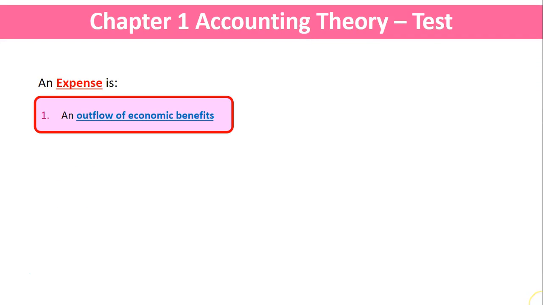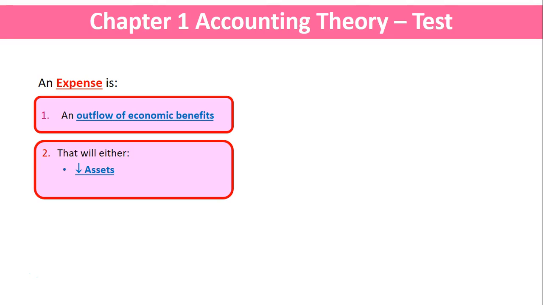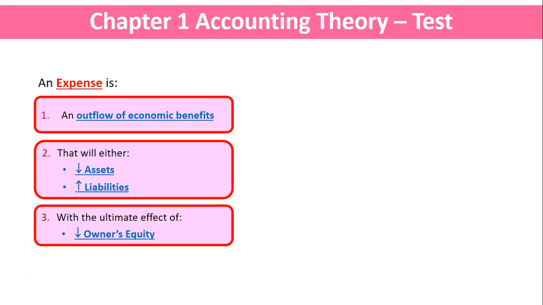An expense is 1. An outflow of economic benefits. 2. That will either decrease assets or increase liabilities. And 3, it will have the ultimate effect of decreasing owner's equity. To answer any of these theoretical questions about an expense, it's really important that you remember the 3 criteria that make an expense. Now that we know that, let's go and apply that definition to wages, rent, electricity, and drawings.